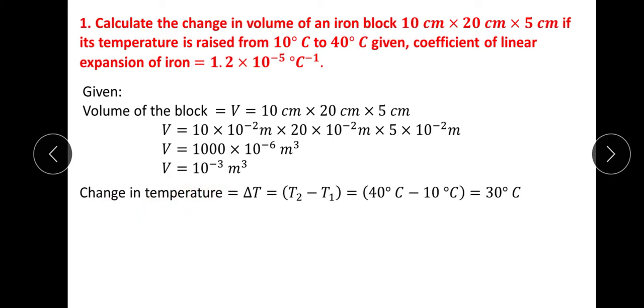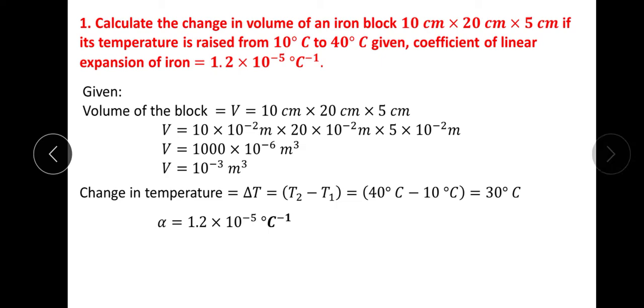Now the change in temperature. The block is heated from 10 degrees Celsius to 40 degrees Celsius. So 40 degrees Celsius is final temperature. 10 degrees Celsius is initial temperature. So T2 minus T1, 40 degrees Celsius minus 10 degrees Celsius. Therefore this will be 30 degrees Celsius. Next, alpha, the coefficient of linear expansion of iron. Alpha is given, which is equal to 1.2 into 10 power minus 5 per degree Celsius.